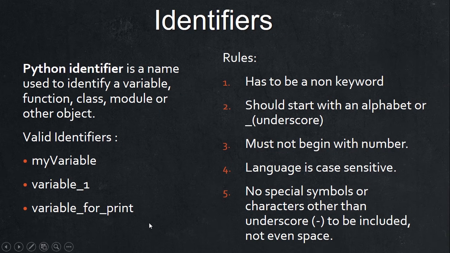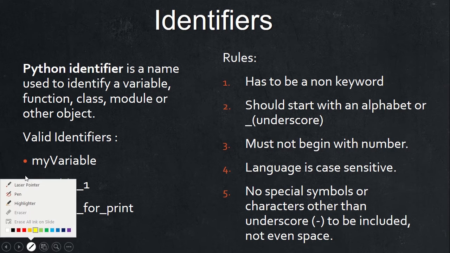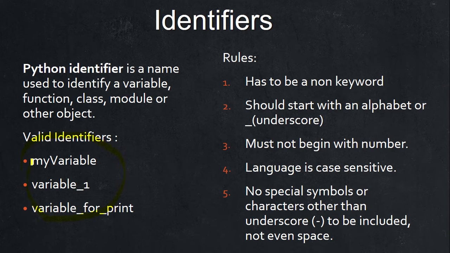Okay, so proceeding towards identifiers, they are names given to variables, functions, class, module, or other objects. There are some rules which are to be followed strictly while naming these objects. First, it has to be a non-keyword. Then it should start with either an alphabet or an underscore, must not begin with numbers. The language is case sensitive, and no special symbols or characters other than underscore are to be included, not even space.